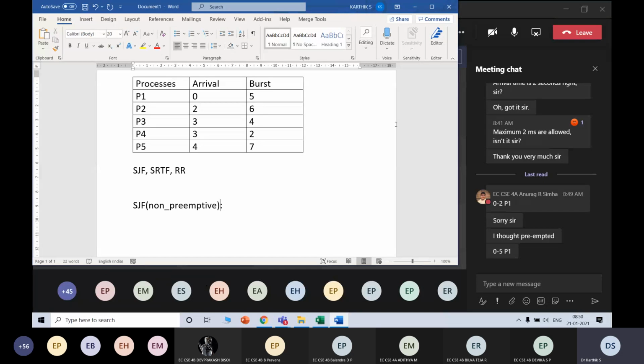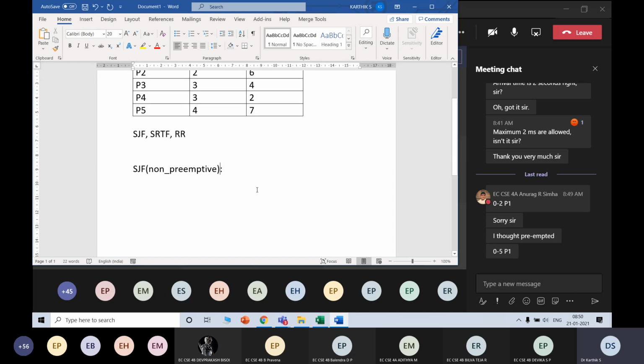and then the next shortest job is P3. So P3 will execute between 7 to 11, and then the next one is P2, which will execute between 11 to 17, and finally P5 between 17 to 24. That's how the Gantt chart will look.